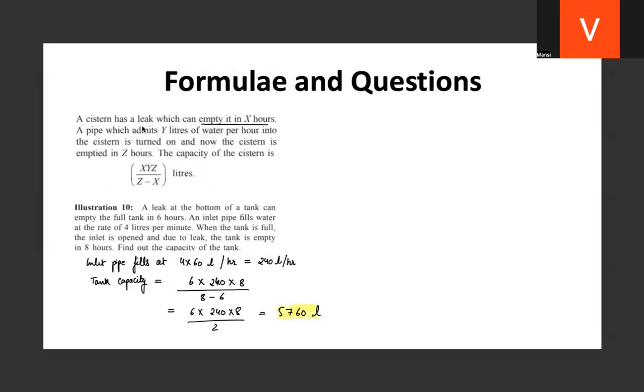So a cistern has a leak which can empty it in X hours. So it is talking about the leakage. It is emptying the tank or the cistern in X hours. A pipe which admits 5 liters of water per hour into the cistern is turned on. And now the cistern is emptied in Z hours.